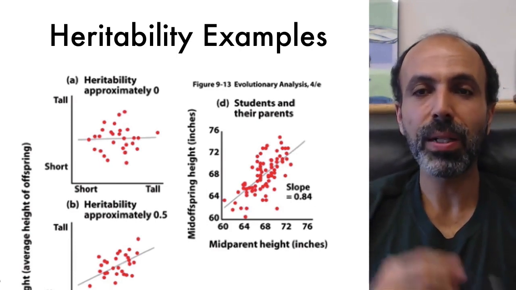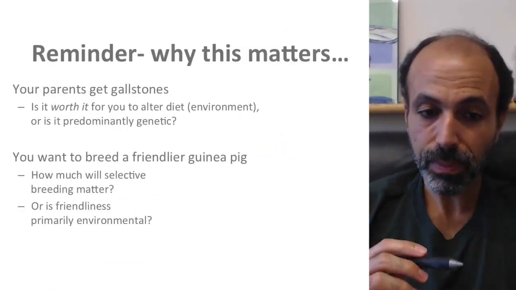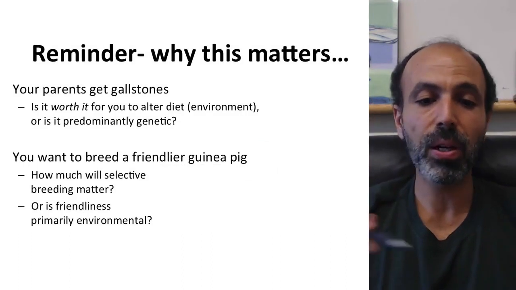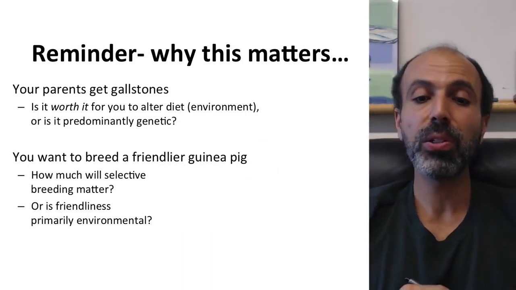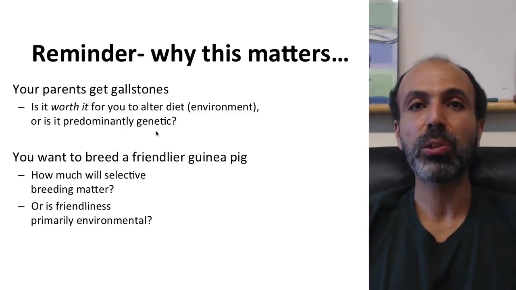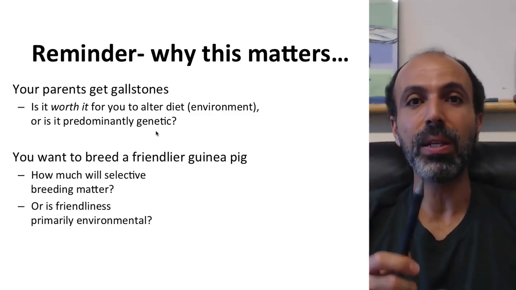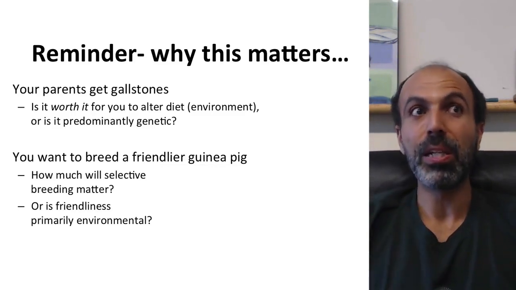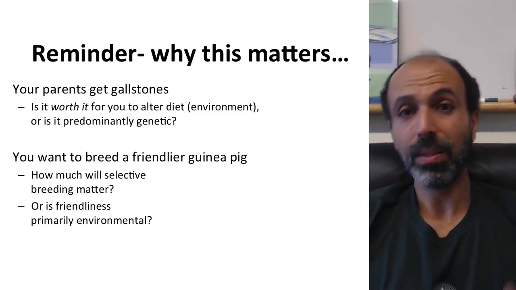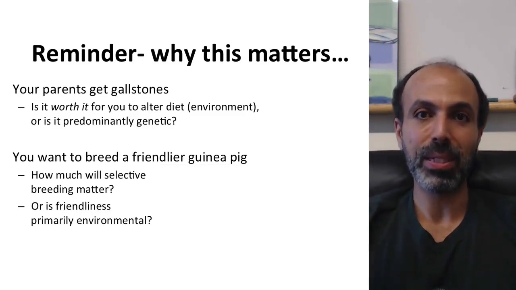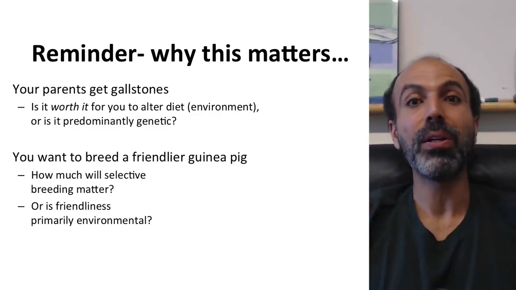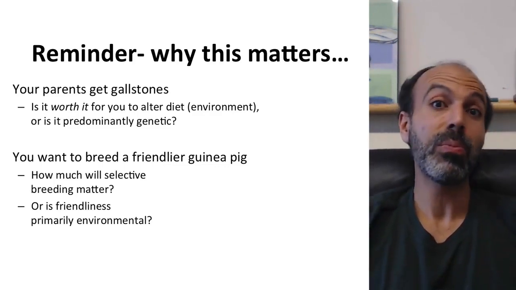Now that's interesting, but I have to remind you why this matters. Again, there's medical relevance to this. Let's say your parents get gallstones. Is it worth it for you to alter your diet? Or is this predominantly genetic? Do you as a doctor want to tell somebody, no, give up eating meat completely, when in fact, giving up eating meat may have no effect whatsoever on their likelihood of having some sort of disease? No, you need to be able to identify something that's having a strong genetic component versus a very weak genetic component and more of an environmental effect, so you can practice medicine properly.